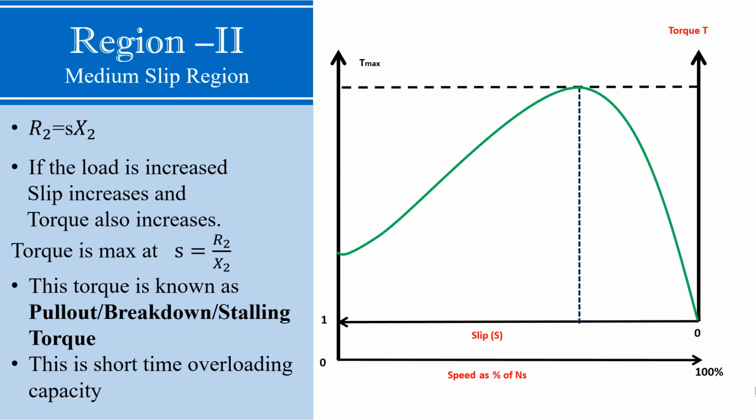Here you can see region 2, which is medium slip region. If load is further increased, slip increases and torque also increases. The condition for maximum torque is rotor resistance equal to rotor reactance. Therefore slip is equal to R2 upon X2. The torque is known here as pull out, breakdown or stalling torque. This indicates the short time overload capacity. If the load is further increased, the torque will decrease from here on.